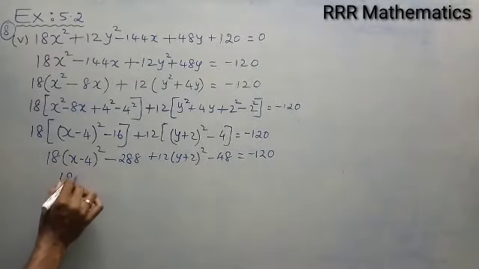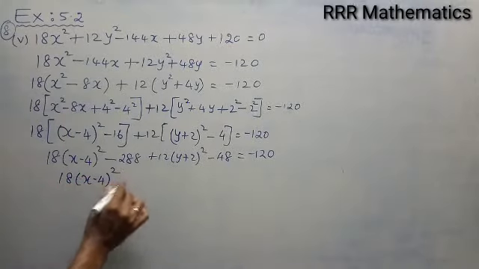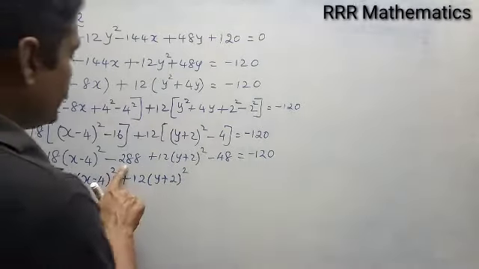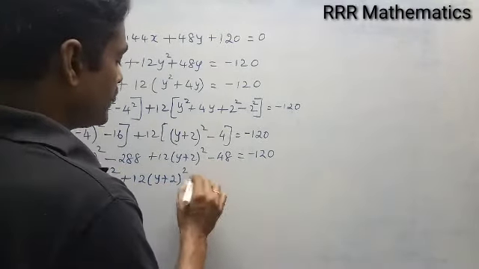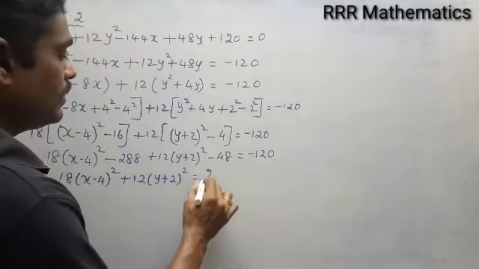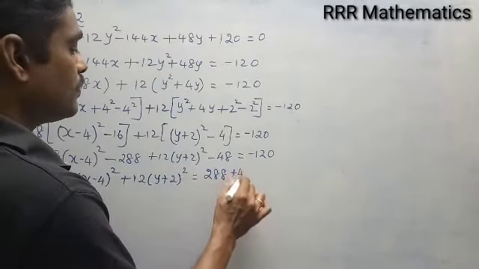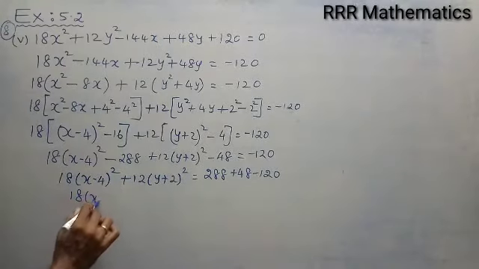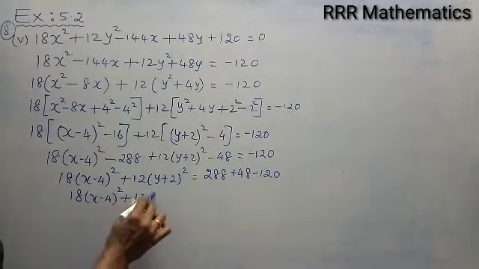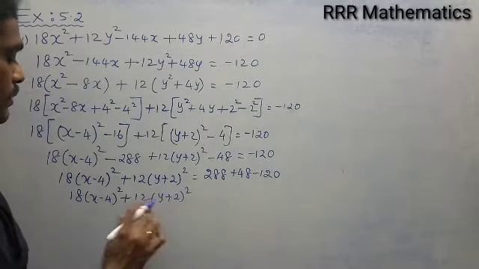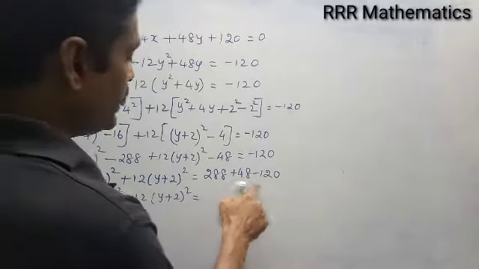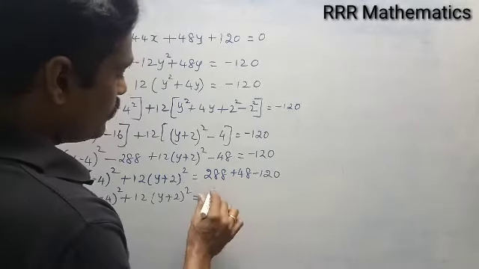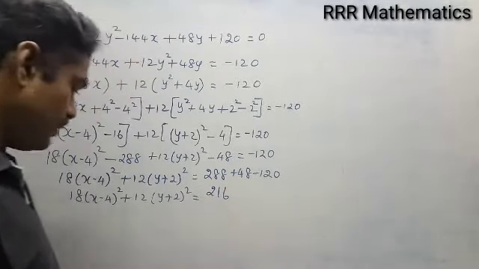So 18 times (x minus 4) whole square plus 12 times (y plus 2) whole square minus 288 minus 48. When it comes to the right hand side, it will be plus 288 plus 48 minus 120. See, this is 18 (x minus 4) whole square plus 12 times (y plus 2) whole square equal to 288 minus 120, which gives 168.